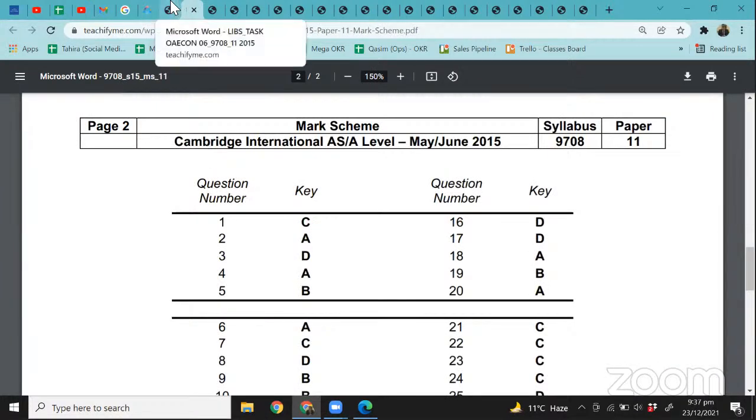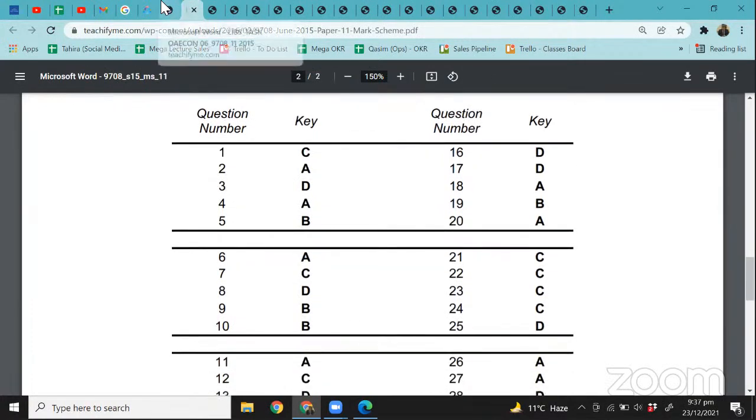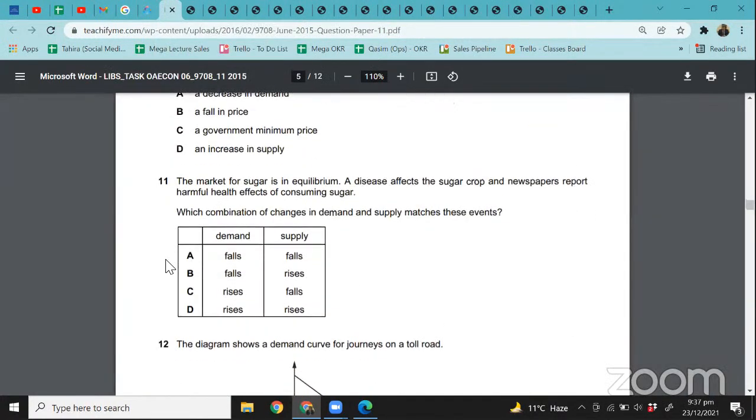So what question was that? That was 11. So 11 should be A, right? Easy. 11 should be A. Got it?